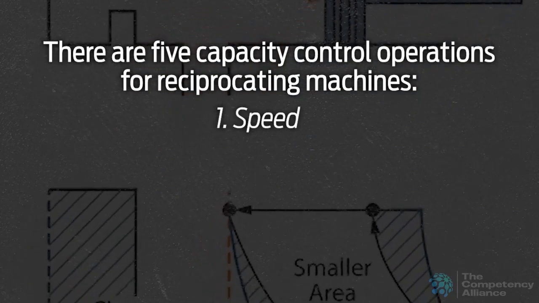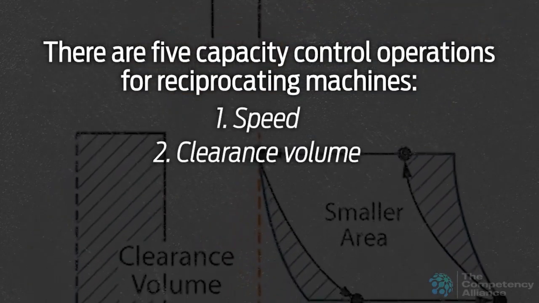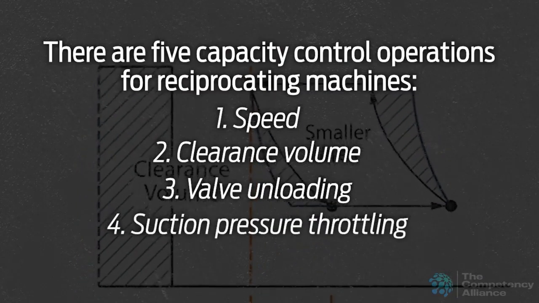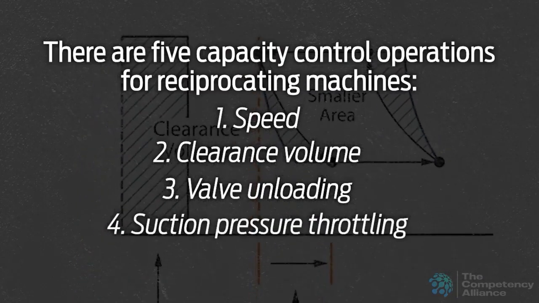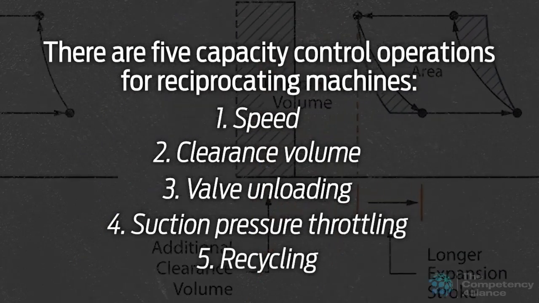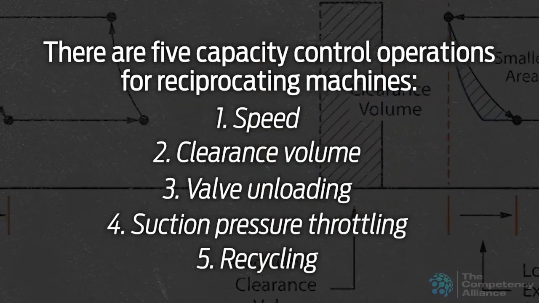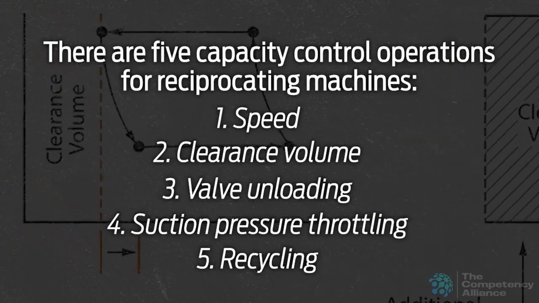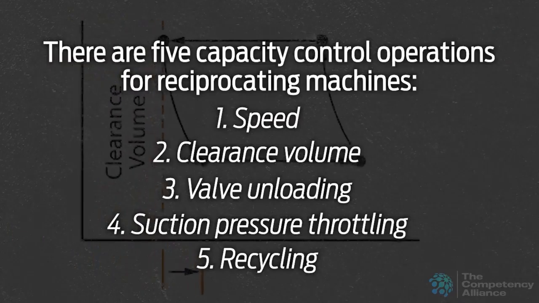1. Speed. 2. Clearance volume. 3. Valve unloading. 4. Suction pressure throttling. And 5. Recycling. This module will review and discuss the primary operating limits of the machine and will cover all 5 capacity control operations in detail.